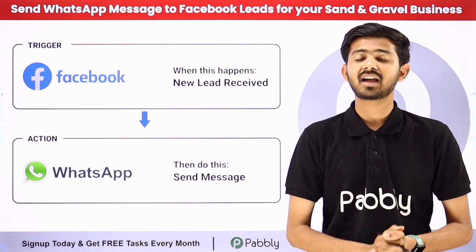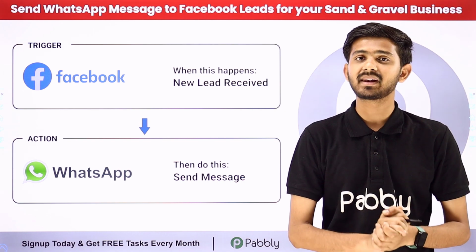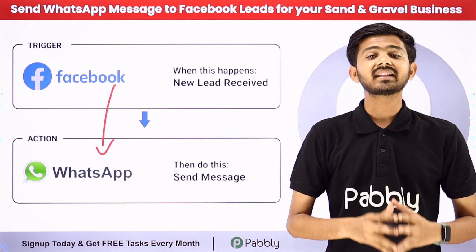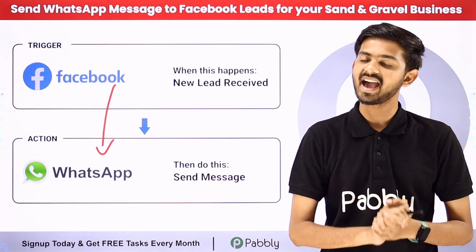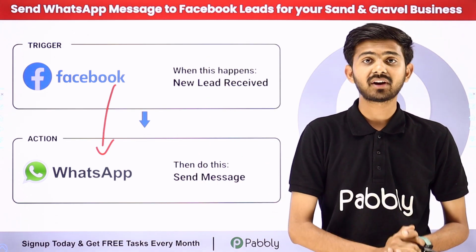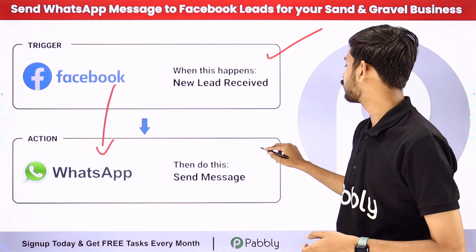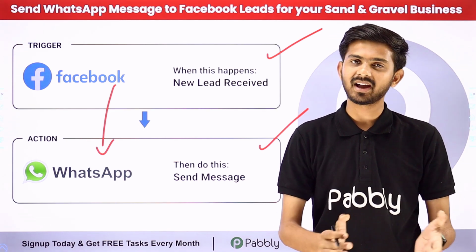So for sending the message, I am going to use WhatsApp Cloud API, and for my objective, I have to build a simple connection between Facebook lead ads and WhatsApp Cloud API. For building this connection, I'm going to use Pabbly Connect, which is an amazing software for automation and integration. In Pabbly Connect, I have to use trigger and action. In trigger application, I'm going to use Facebook lead ads. In action application, I'm going to use WhatsApp Cloud API. So how I'm going to build this connection? For that, let me take you to my computer screen.